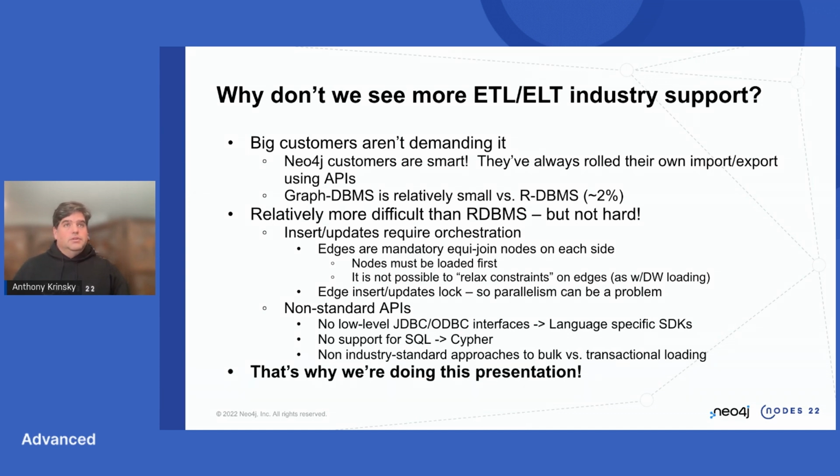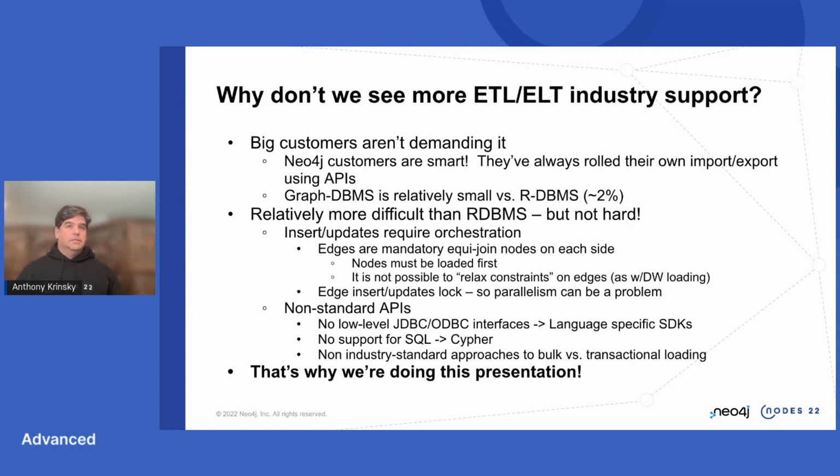Graph database is extremely important, which is why we all love working here and using the product, but it's small compared to the relational database market. And finally, it's a little more difficult, perhaps the reason why we're doing this talk, to load data into Neo4j than a relational database. Much of the loader work that happens with a relational database can be shared across many of them because there are standard ODBC and JDBC interfaces. They can use SQL as a standard. There are standard approaches to bulk transactions, to relaxing constraints, and it's a bit different here.